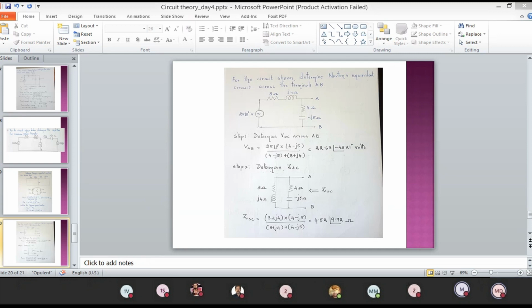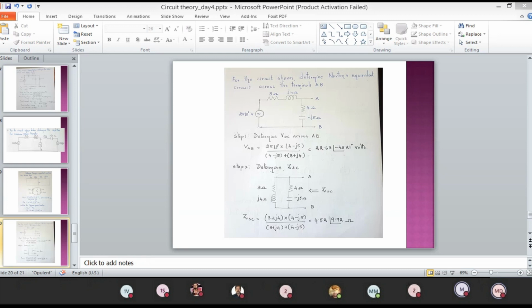Now, instead of finding the short circuit current directly, we can work it out in a different way. The short circuit current is also equal to open circuit voltage divided by Thevenin's equivalent impedance. Okay, let's start. V of AB is equal to 25 into (4 minus J5) divided by (4 minus J5 plus 3 plus J4). So V of AB is 22.63 angle minus 43.21.